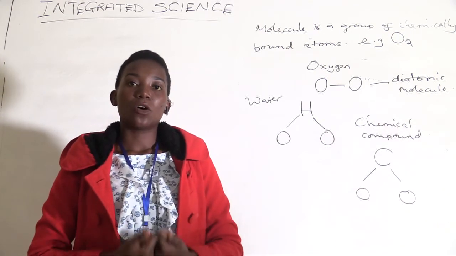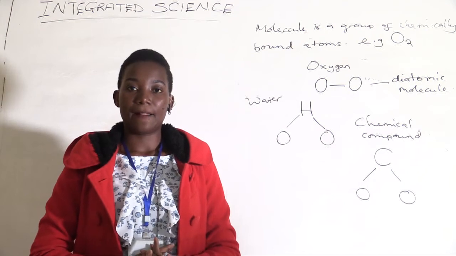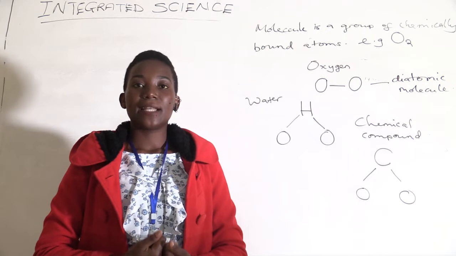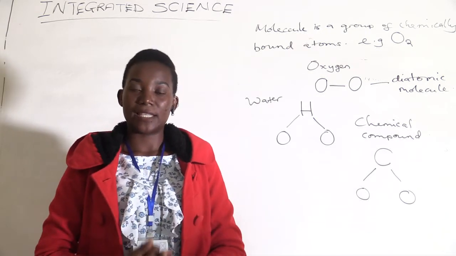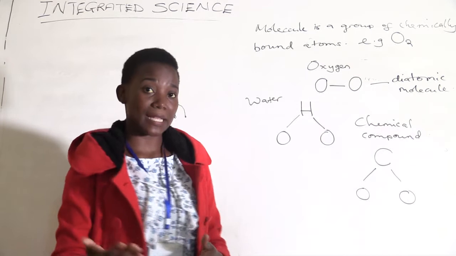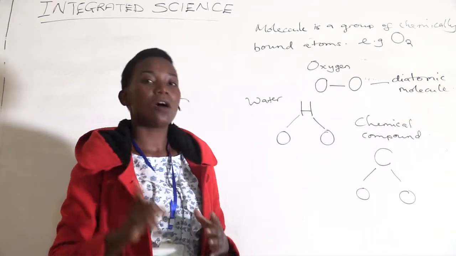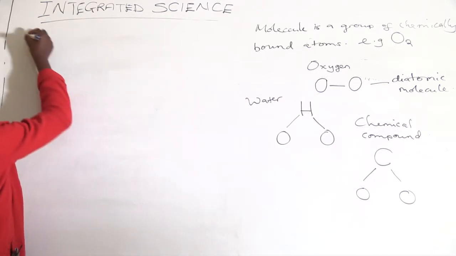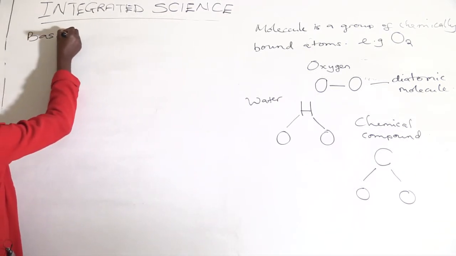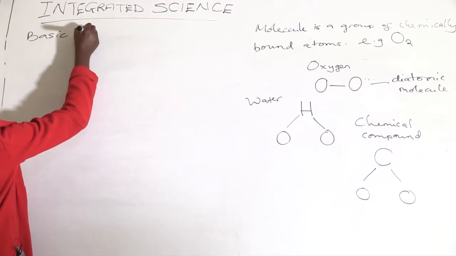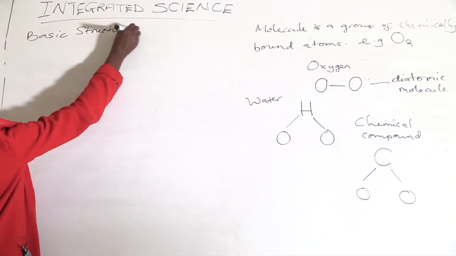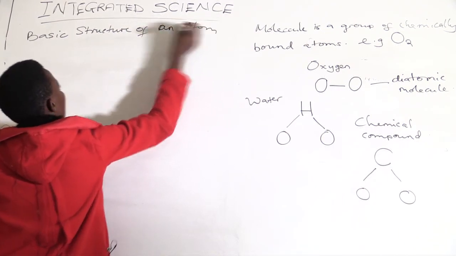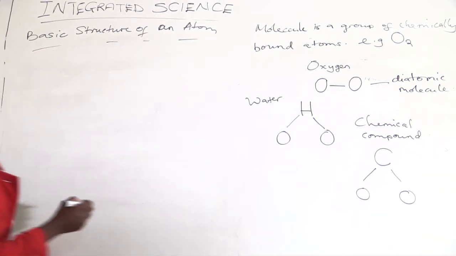I said that there are 3 states: liquid, solid, and gas. Volume is the space occupied by matter. And density is the matter per unit volume, the amount or quantity of matter found in 1 unit of volume. Okay, so now let us look at the basic structure of an atom.